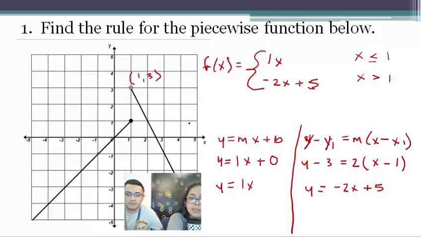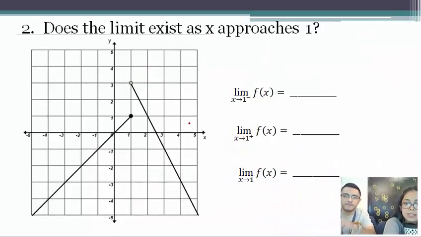So now let's go to limits, still dealing with the same graph. Does the limit exist as x approaches 1? So does the limit exist when x approaches 1 from the left? It's just going from the left, left, left, left. Okay, so the y says 1. Now, as x approaches 1 from the right, go up, it's 3. And if you notice, they're different numbers.